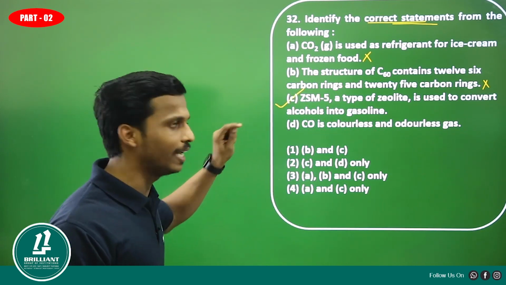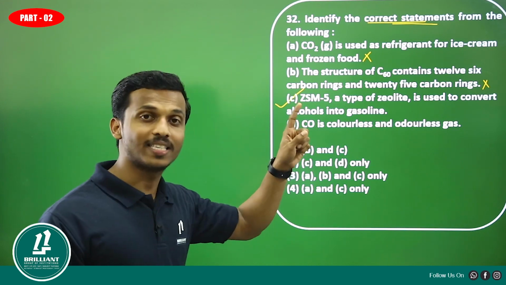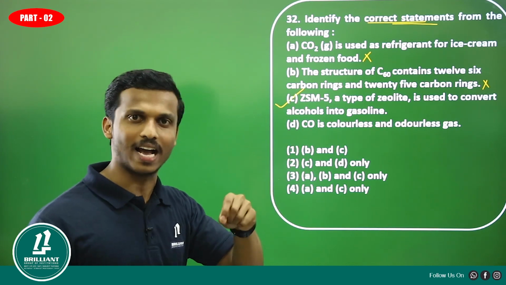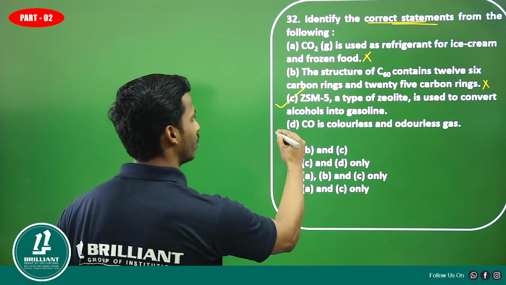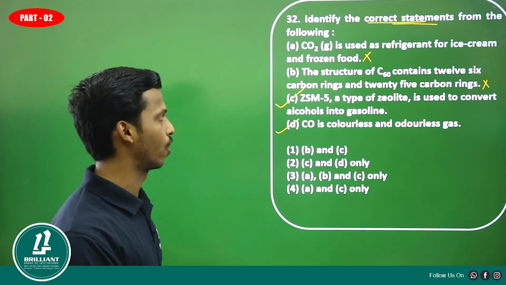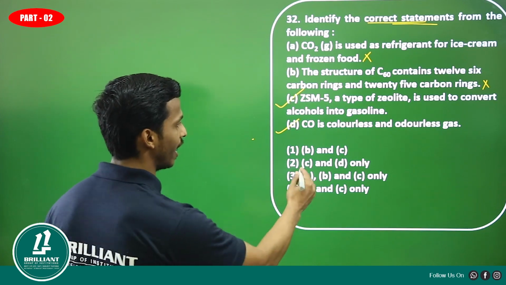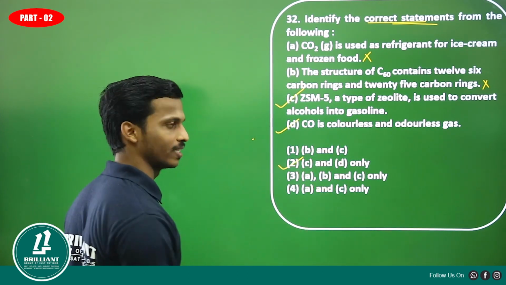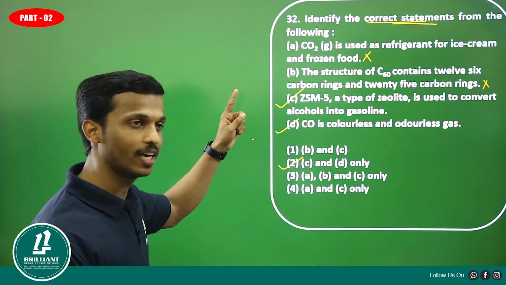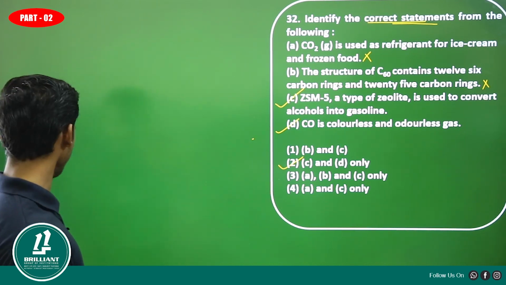What about option D? Carbon monoxide is a colorless and odorless gas. Yes, it's an absolutely correct statement, right? Grade 11 p-block. So C and D are the correct statements. So C and D only, the second one is the answer. So question number 32, option second.